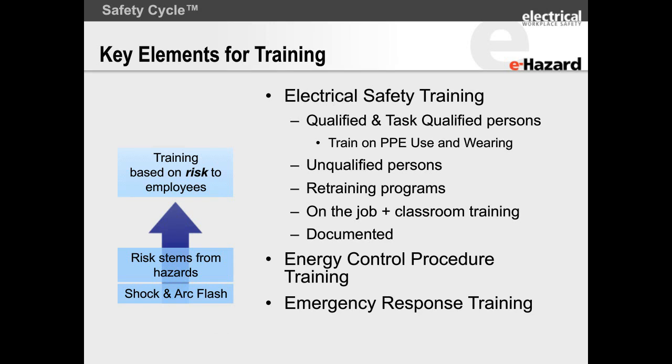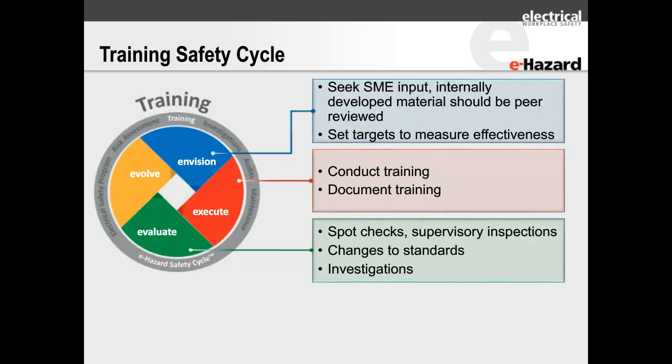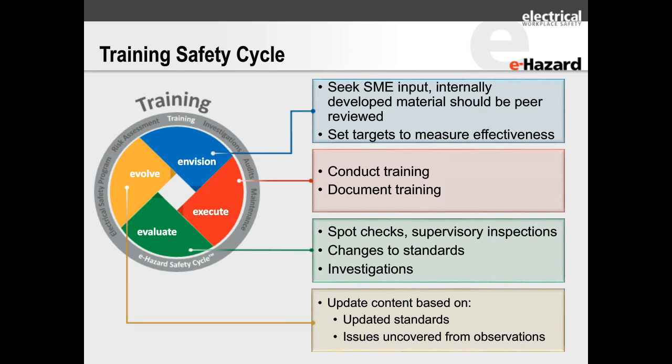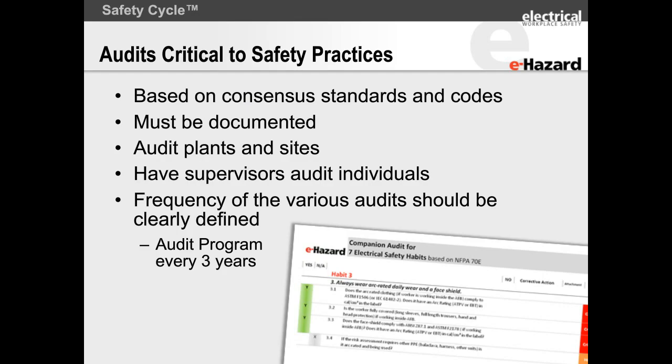We see that as a problem from time to time. Training cycle, make sure you're auditing the training. You're making sure that you're doing spot checks. You're updating it as the programs update, and you're updating the PPE training if you change the type of PPE that you're using. Also, auditing is critical to your safety processes.